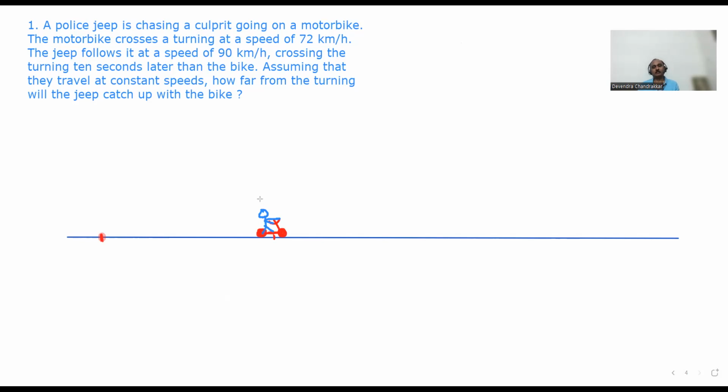Now, what is the speed with which the thief is moving? 72 kilometers per hour. So it is 20 meters per second. Yes or no? So the velocity of the thief with respect to ground is what? 72 times 5 by 18, it's 20 meters per second, I cap. I hope all of you agree to this. Yes or no? Now, the police jeep is following it.